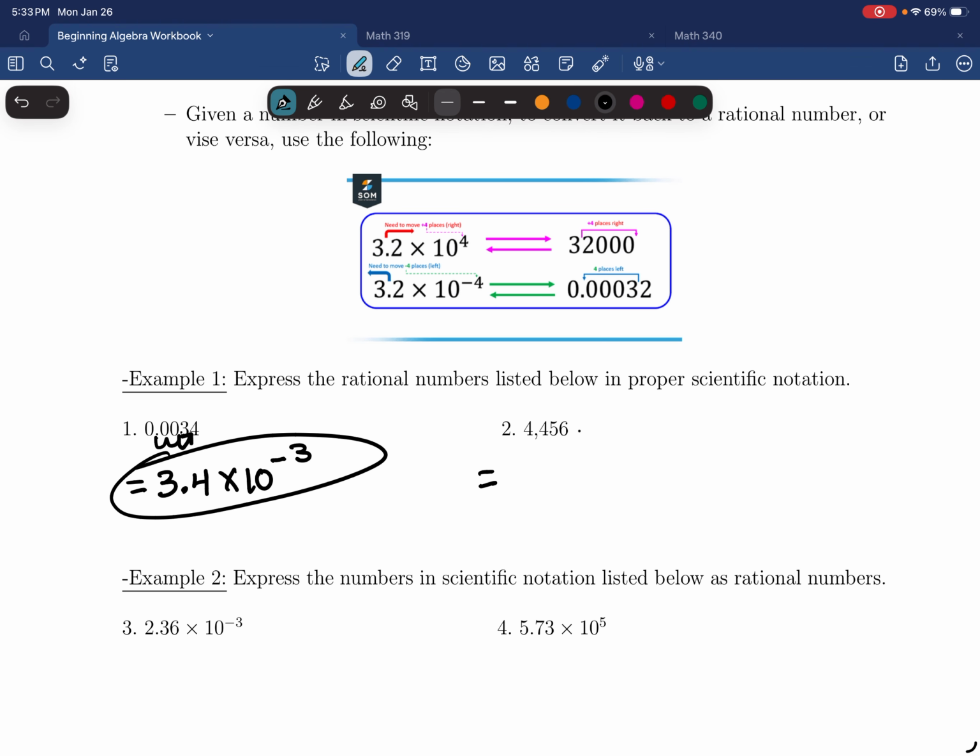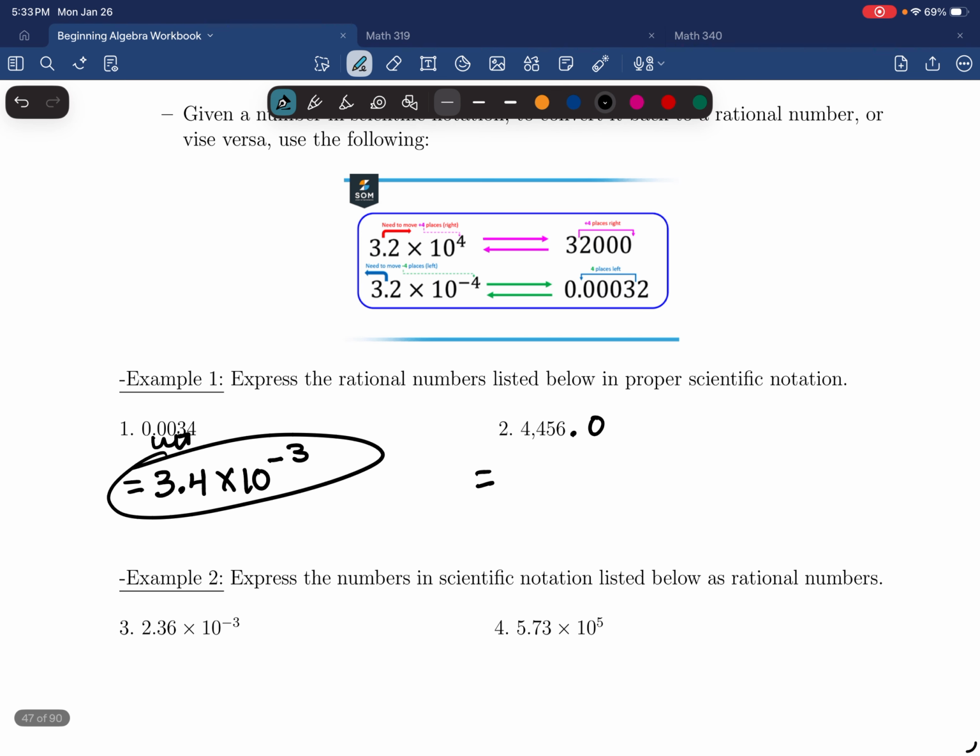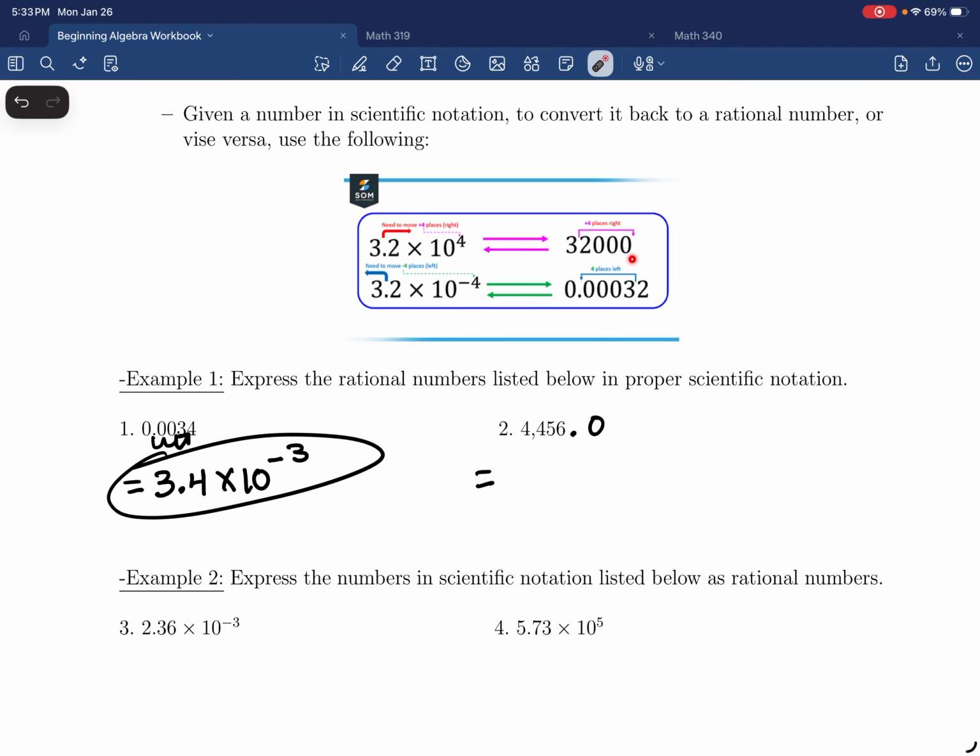Now, some of you might be wondering, I don't see a decimal place here, so how can I convert this to scientific notation? Well, if we simply add a .0 at the end, that can be our decimal place, because when we add a .0 to the end of any number, that's not actually changing the value of the number. This is still 4,456. So if you see a number that doesn't have a decimal, for example, up here we had 32,000, there's no decimal place here, but we still converted it into scientific notation because we can add a .0 at the end and then move that decimal place.